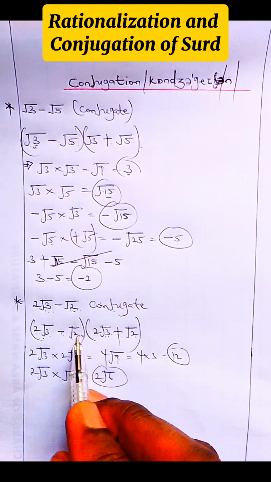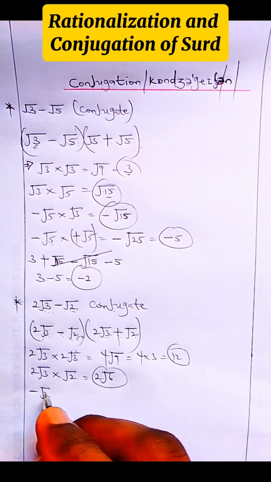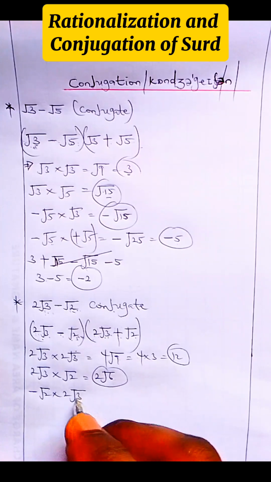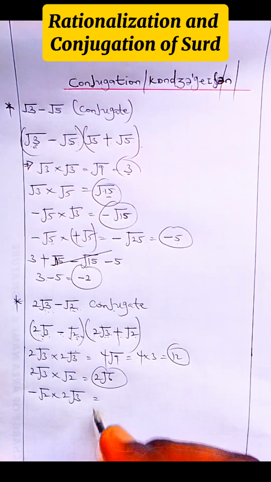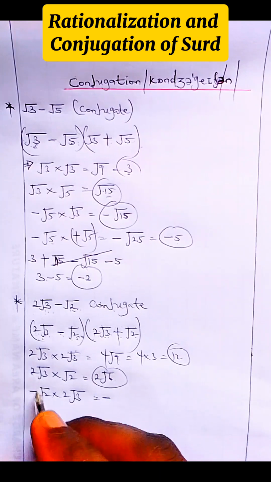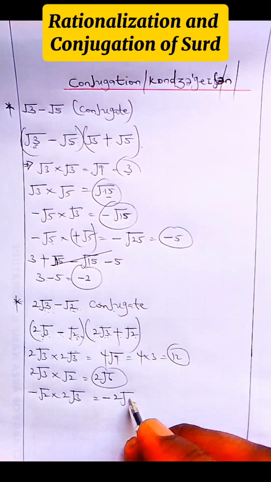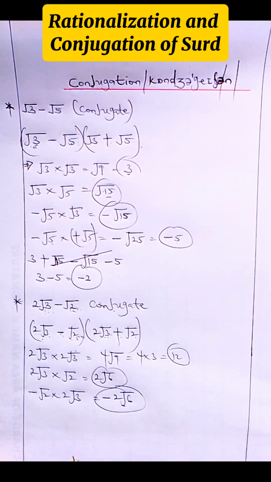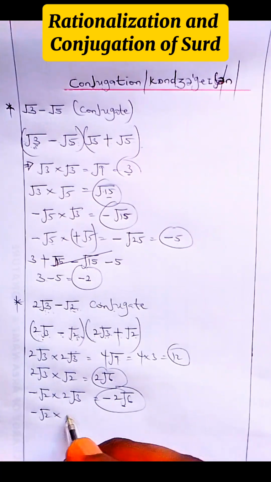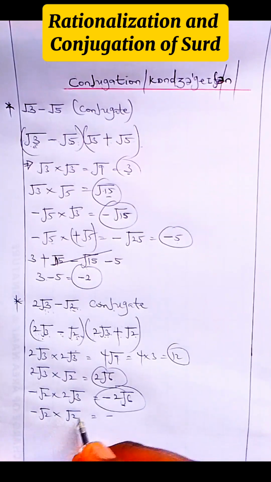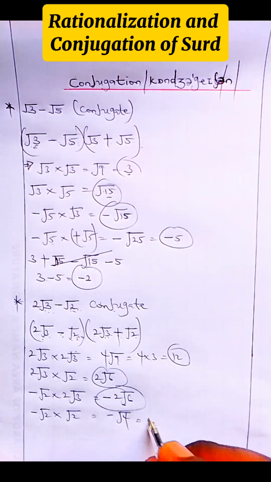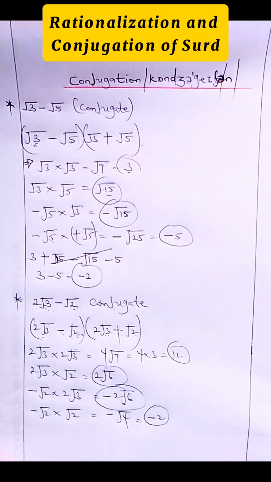So the next, minus root 2 times 2 root 3. Don't forget that 2 root 3 has a positive sign, though it doesn't show. So minus times plus is minus. So 1 times 2 is 2. Root 2 times root 3 is root 6. That is sorted also. So now minus root 2 times root 2. So minus times plus is minus. 1 times 1 is 1. Root 2 times root 2 is root 4. So that's minus 2. So we've done justice to everything here.